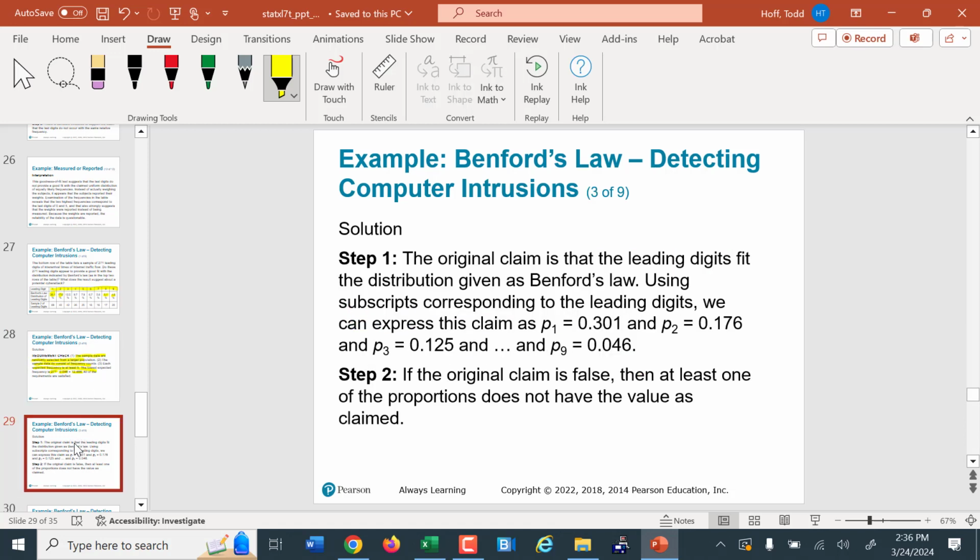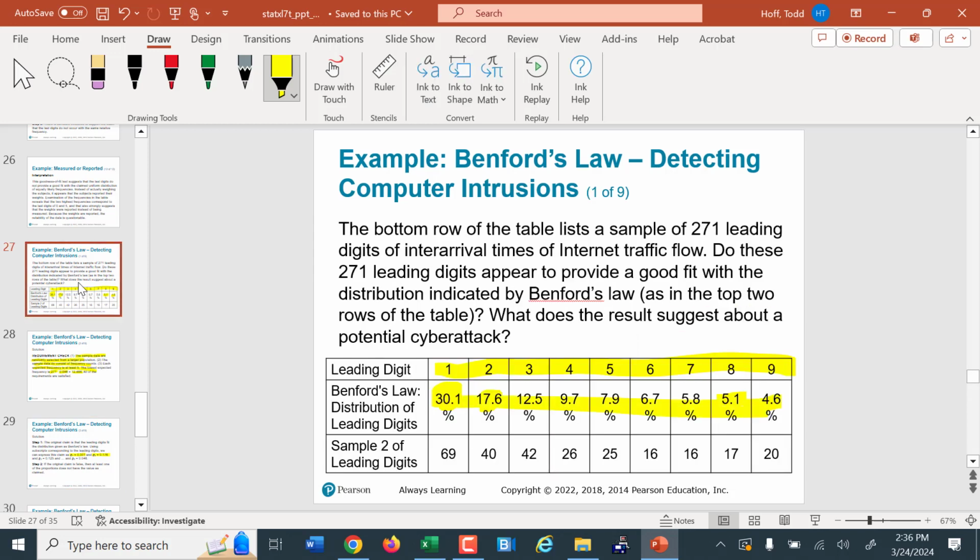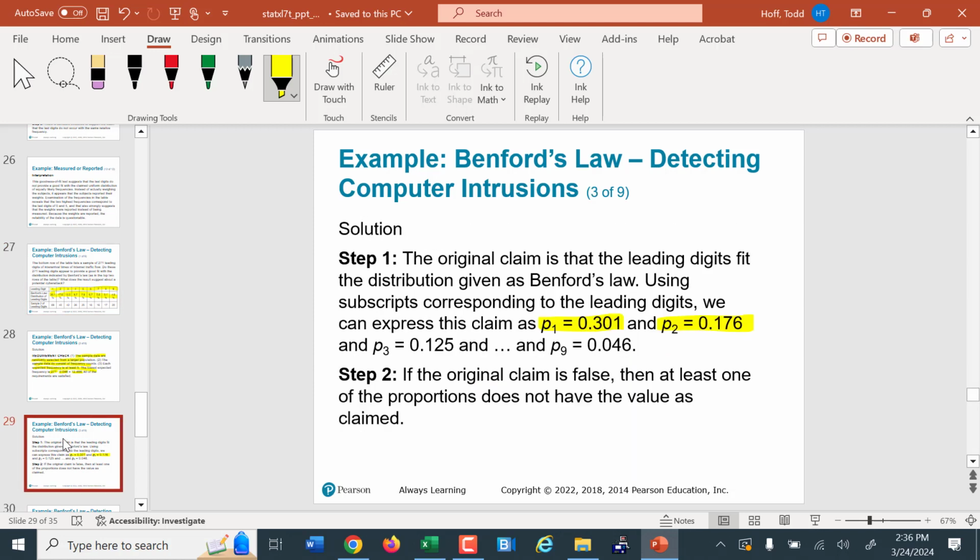So step 1, we make our claims. The null hypothesis is going to be that P1 is 0.301, P2 is 0.176. Again, that just comes from these percents given here. The alternative is going to be that at least one of them is different from that. And so if the original claim is false, then at least one of those proportions has to be different than what is claimed there.